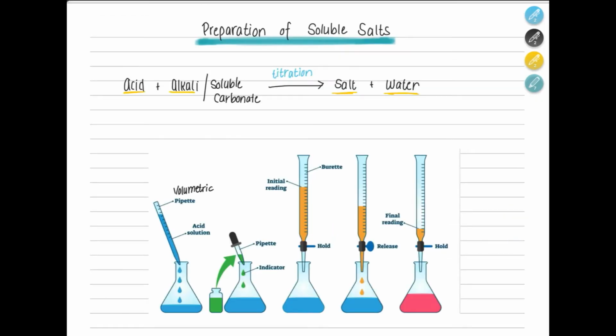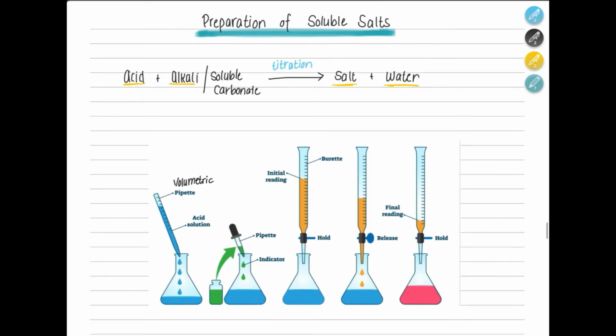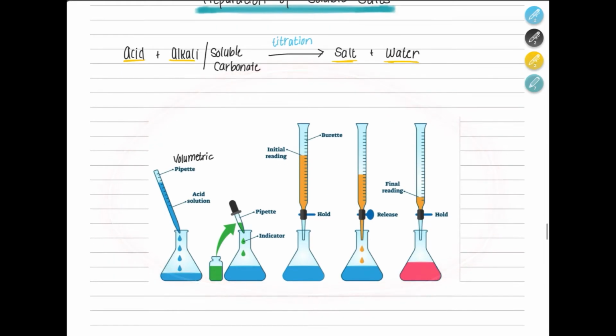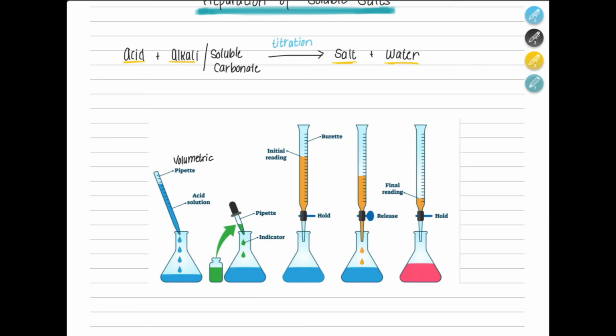Now there are different methods when you have to prepare different types of salt. So first we'll consider two methods to prepare soluble salts. Okay, so the first method is known as titration. This might be very familiar to you guys. So titration is used when your acid is being reacted with either an alkali. An alkali is a base which is soluble in water. For example, let's say sodium hydroxide. That is an alkali, or with a soluble carbonate.